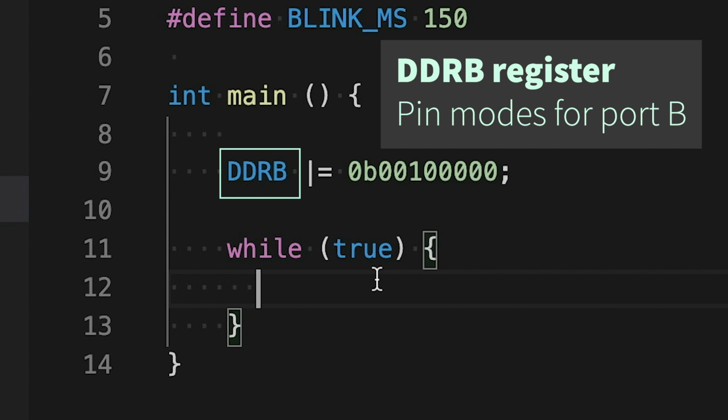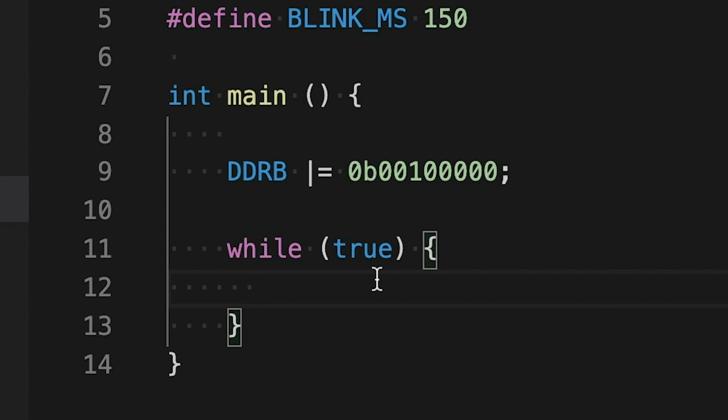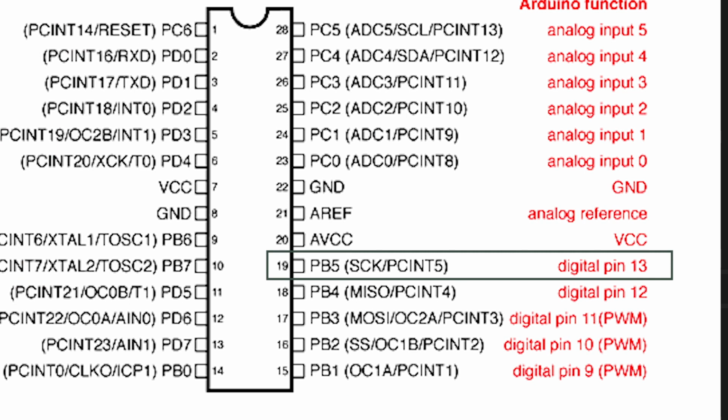Why? Well, we want to blink the LED connected to Arduino pin number 13. Arduino may call it number 13, but the processor calls it port B pin 5, or B5 for short. And you can see that here on this pinout diagram that shows the processor pins and what Arduino calls them. It's the same pin, just different names.